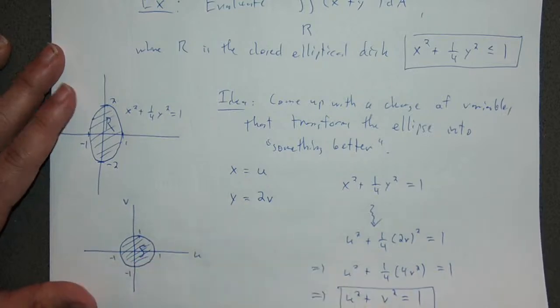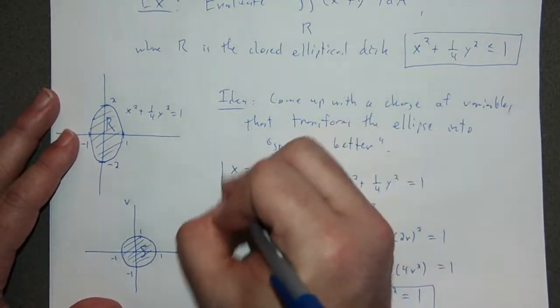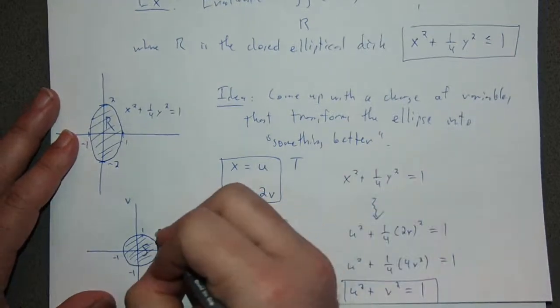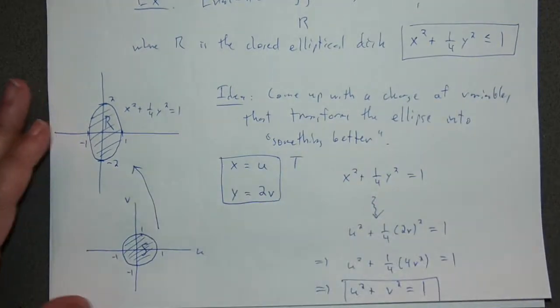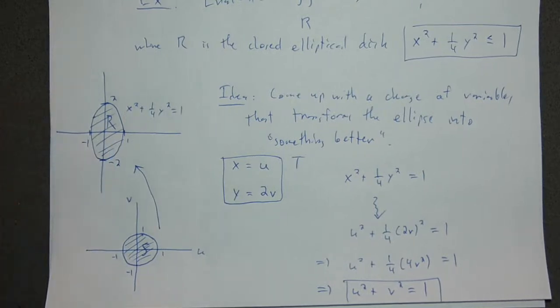So here's S. This transformation T takes the unit circle in the UV plane and moves it to this elliptical disk region in R. Okay. All right. And so once you've done that, what is the idea?